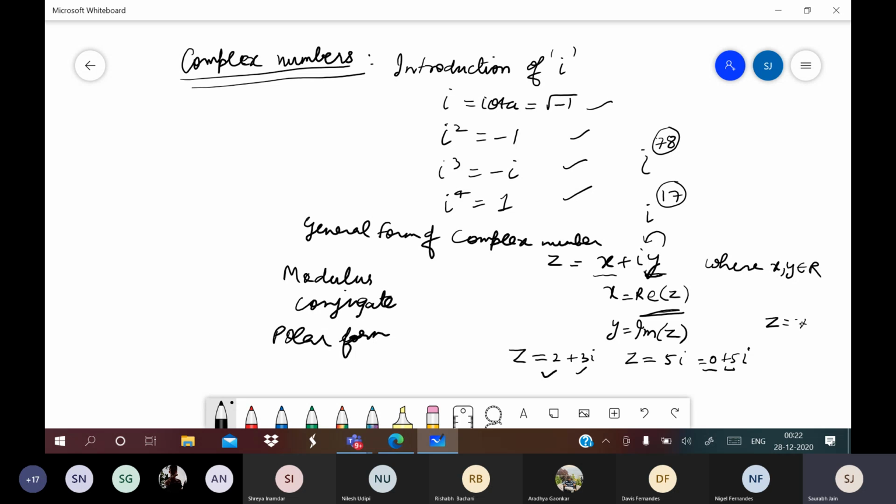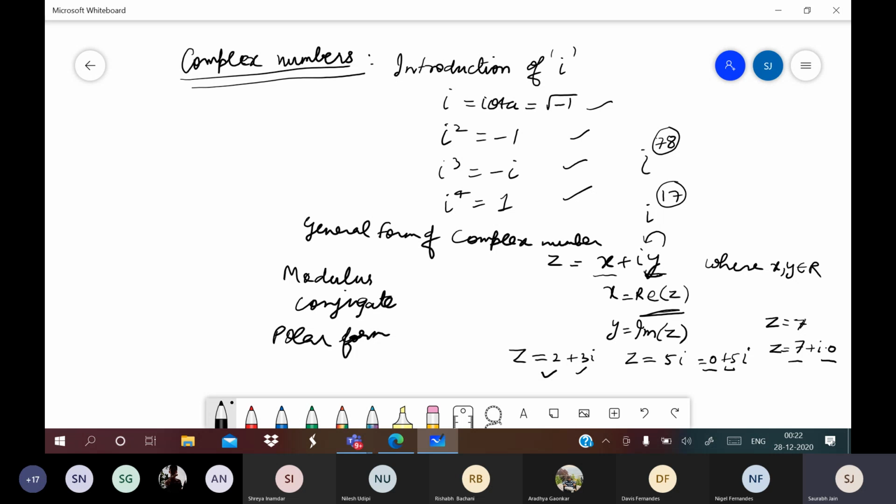All the real numbers are actually complex numbers. Why is it so? Because they can be written in the general form like this, 7 plus iota 0. So real part is 7, imaginary part is 0. So this was general form of complex number. I told you the meaning of complex number as well.